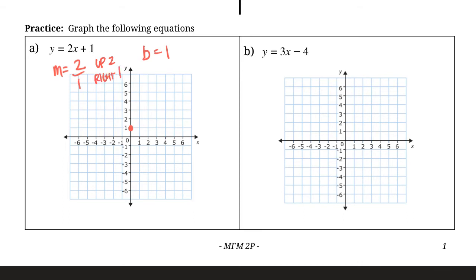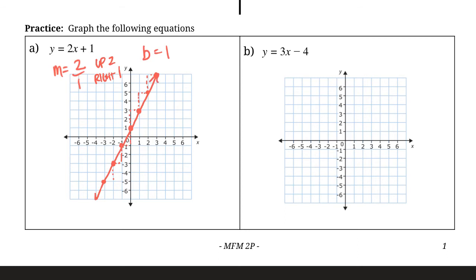So from this point, I'm going to go up 2 and then right 1. Up 2, right 1. Up 2, right 1. So I got lots of points there. And if I flip it around, I can go down 2, left 1. Down 2, left 1. Down 2, left 1, and so on. And I get my line basically from doing that. There we go.